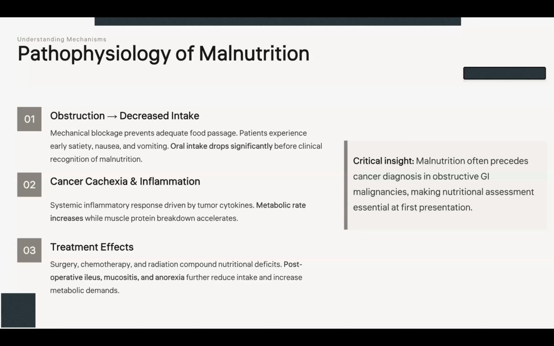Treatment-related factors further worsen nutritional status. Surgery, chemotherapy, and radiotherapy can all contribute through complications such as ileus, mucositis, and anorexia. An important point to highlight is that malnutrition often begins even before the cancer is diagnosed. This reinforces the need for early and proactive nutritional assessment rather than waiting for visible weight loss.